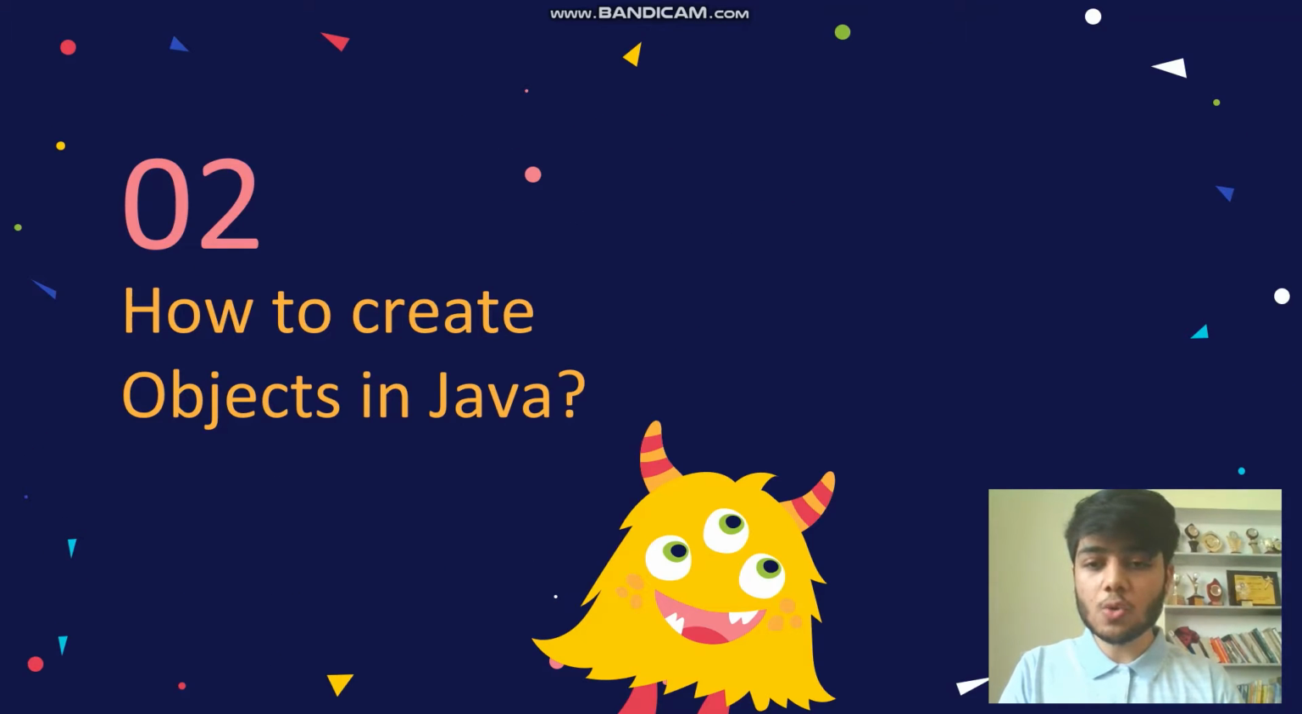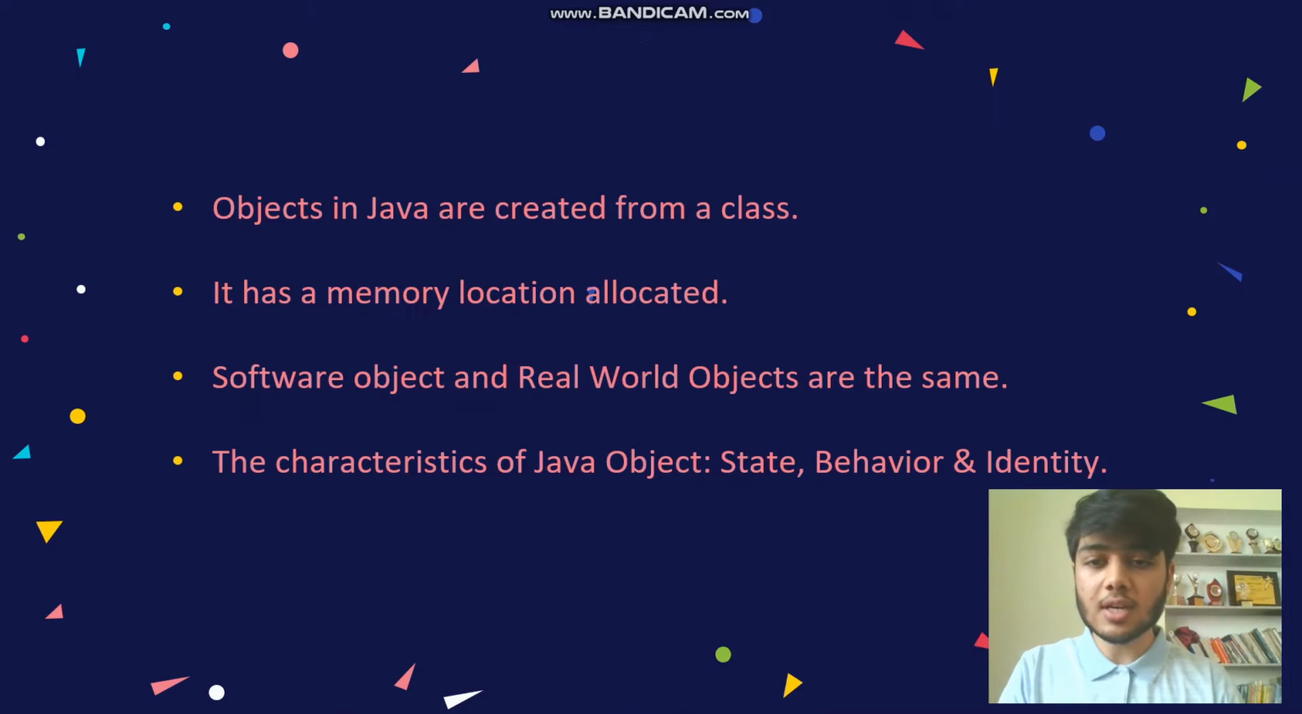Now, what are objects in Java and how to create them. Objects in Java are created from a class. First we'll create a class, then to access the data members and functions of that class, we will create objects of that class. So when we create an array in Java, basically we are creating an object of the Java array class, so it has a memory location allocated to it. The class itself does not take up any memory, but the objects of that class take up memory defined in that class.